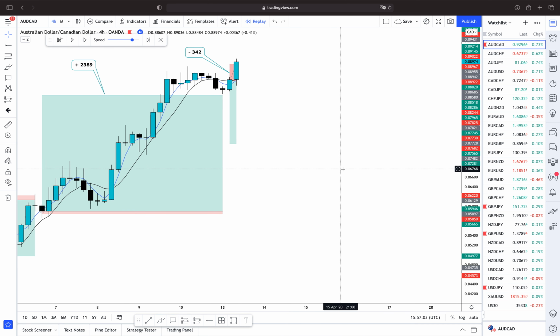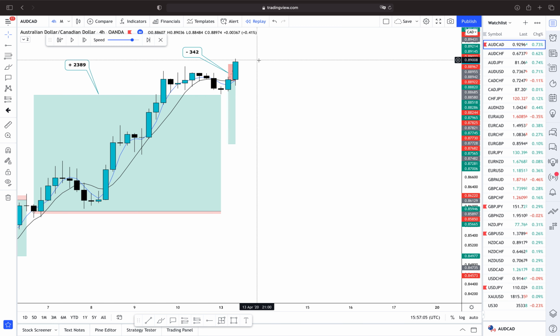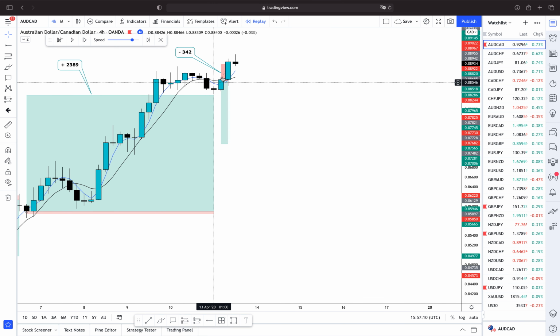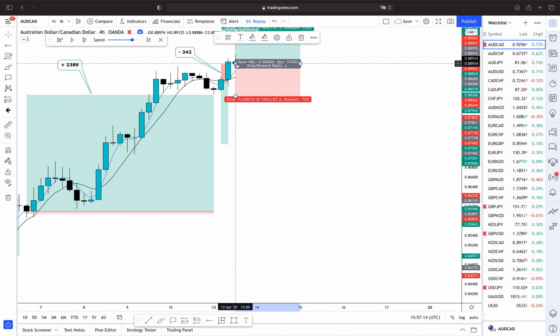So moving on, as soon as this crossover happens, I'll be taking a long trade. The crossover has happened and I will be taking a long trade. My stops will be just below this candle.